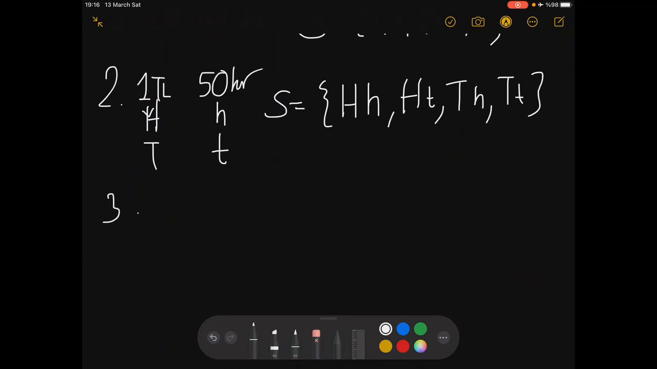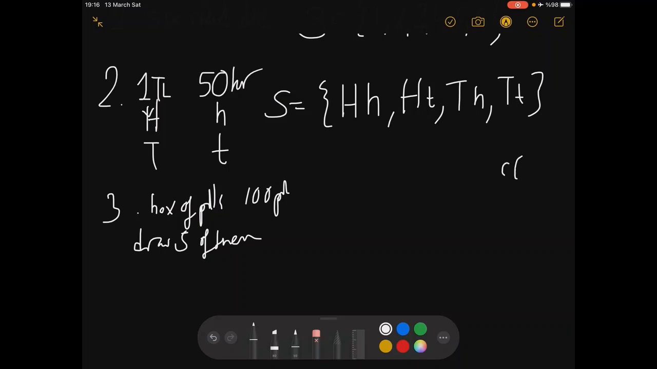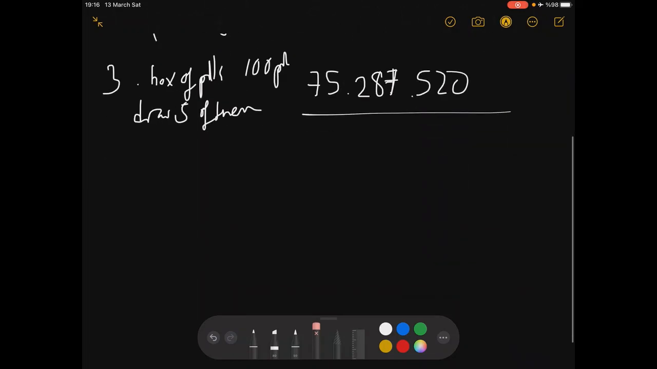Okay, suppose that you have a box of pills, and you have 100 pills in it, okay, and you draw 5 of them from that box. Now we will see this in combination, but the thing is, you will have lots of different occurrences, events, say samples in that sample space. You can have this many combinations in this third scenario or third experiment.